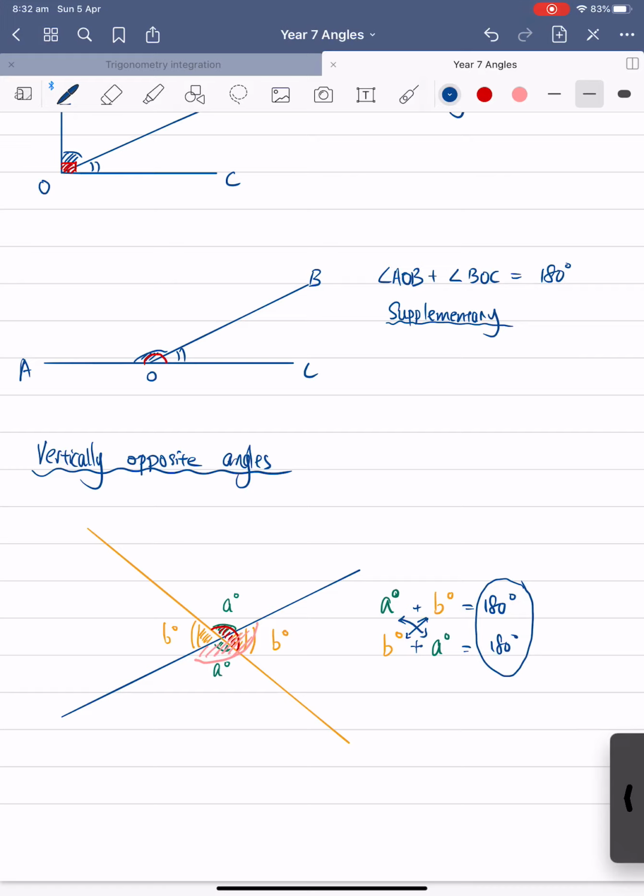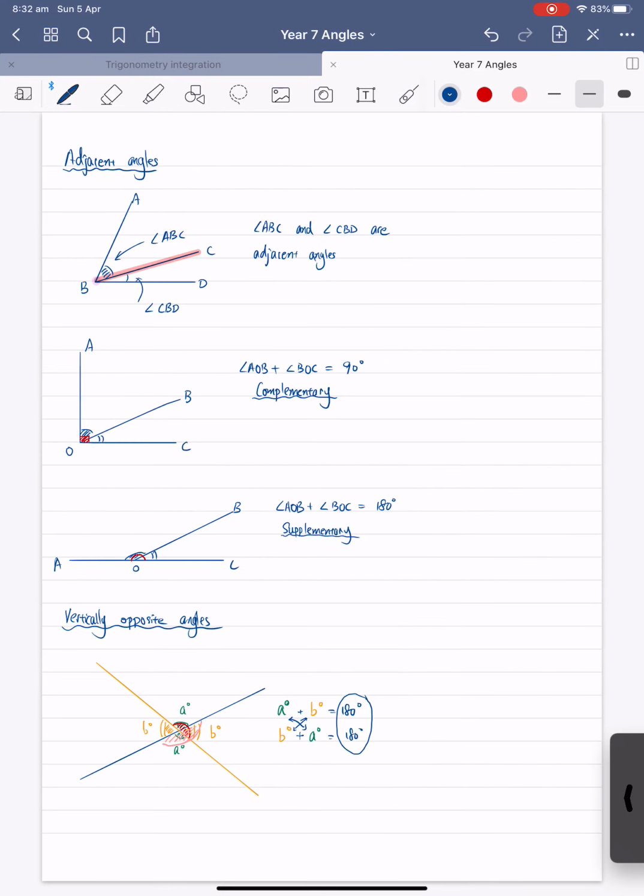That's all I want to talk about for this lesson. It's pretty easy. The concept you need to understand is that adjacent angles are two angles next to each other, sharing the same arm and the same vertex. Complementary angles are two angles that add up to 90 degrees, and supplementary means two angles add up to 180 degrees. Vertically opposite angles are the opposite angles created by straight lines, and they must be equal to each other.